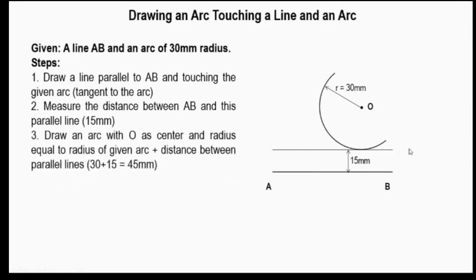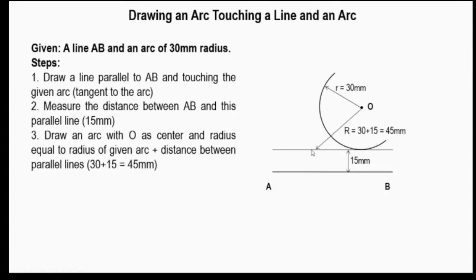Then draw an arc with O as center and radius equal to the radius of the given arc plus the distance between the parallel lines. In my case, the radius of the given arc is 30 millimeters. The distance between the two parallel lines is 15 millimeters. So I will draw an arc with O as center and radius equal to 45 millimeters.